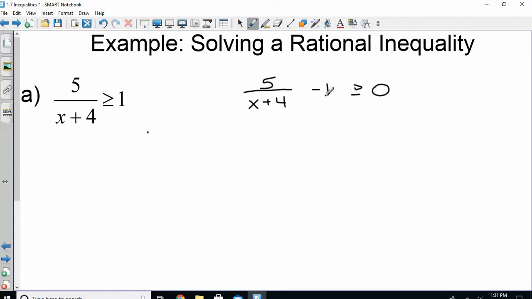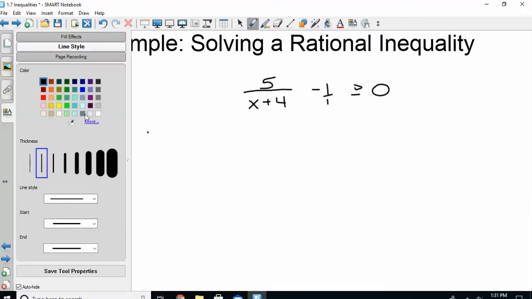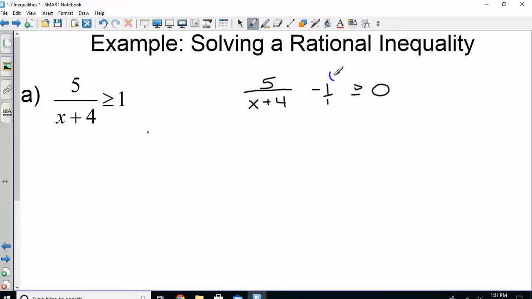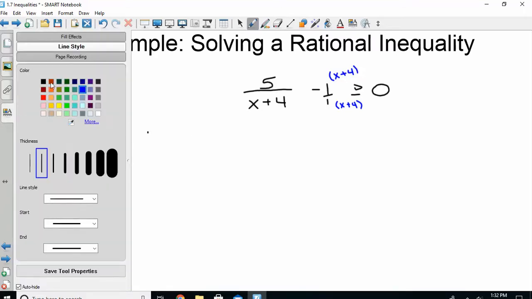So 1 is the same as 1 over 1. To get these to be a single fraction, we need a common denominator. So I am going to take it times x plus 4 on top and bottom. That's legal. I didn't multiply by an x on each side of the inequality, just the top and bottom of a fraction. So I'm not changing my problem.